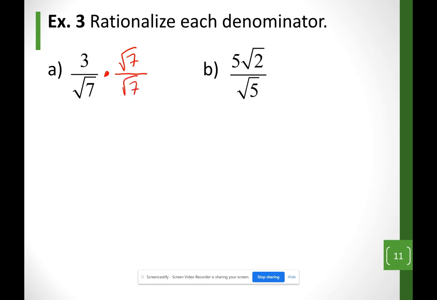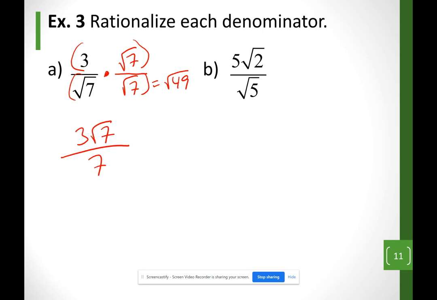I know multiplication by 1 doesn't change the answer. And a fraction, as long as the top and bottom are the same, it's a 1. So now looking at the top, 3 times square root of 7, I cannot combine them. So I'm just going to call it 3 square root of 7. Now looking at the bottom, square root of 7 times square root of 7, we start by calling it square root of 49. But square root of 49 becomes 7. Now notice I don't have a radical anymore at the bottom.